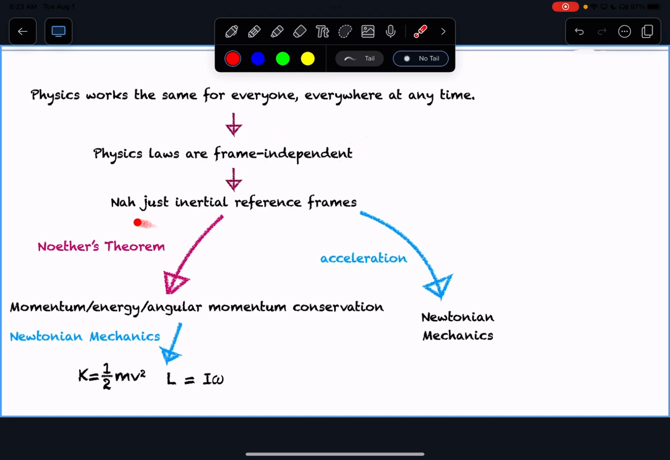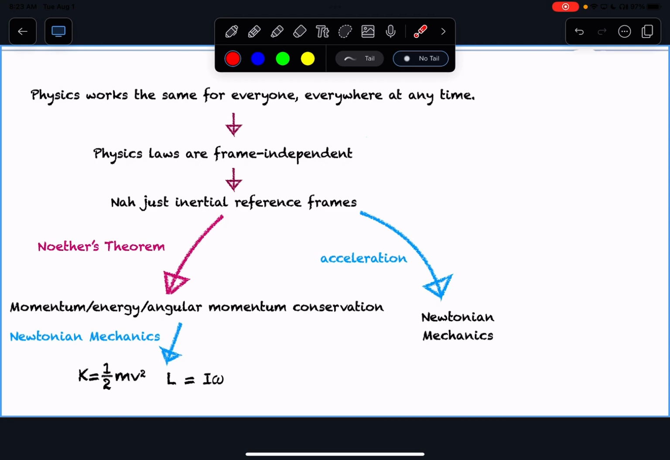So we just try to make our laws independent in inertial reference frames, which are defined by Newton's first law. As long as your object getting no force will stay at rest or move with constant velocity, then we know your frame is an inertial reference frame. That's what Newton's first law is about.